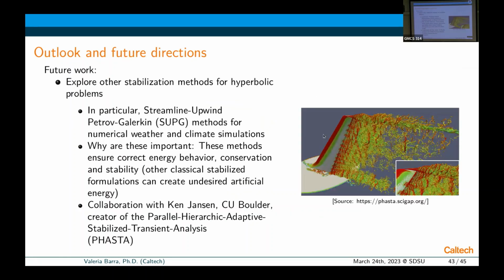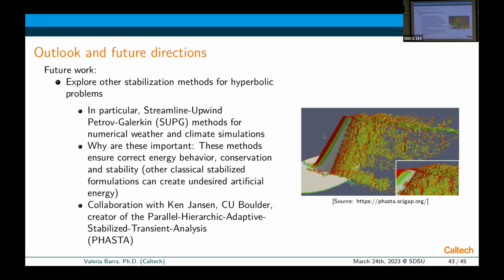And at last, here is the outlook of what I would like to do to establish my own research program. I would like to explore some stabilization methods, in particular, a class of methods that is called streamline upwind Petrov-Galerkin, SUPG. These methods have been successfully employed in the aerospace engineering community, but they haven't really been explored enough in the numerical weather and climate prediction community. I would like to explore these methods because they ensure correct energy behavior, conservation, and stability.